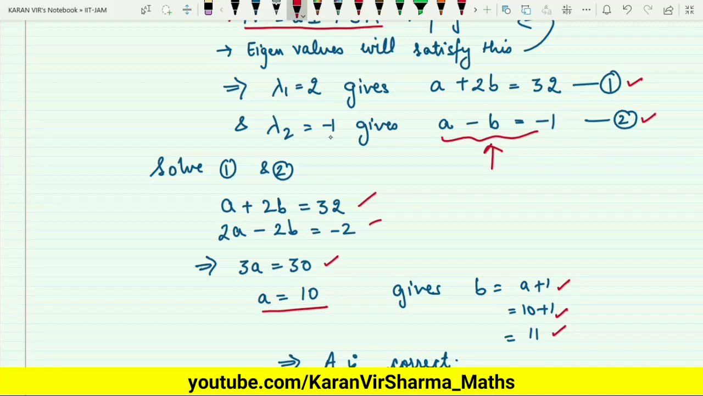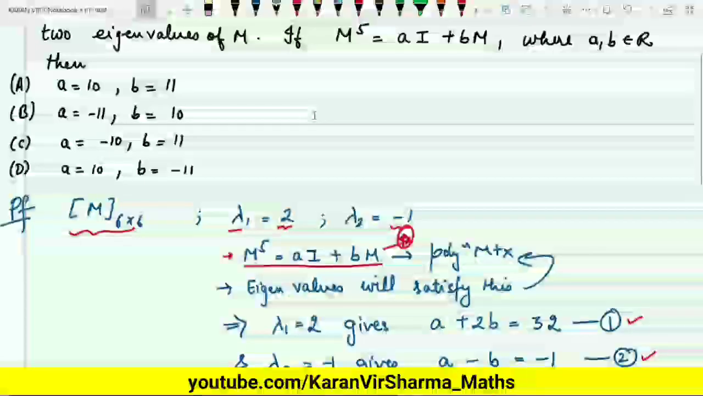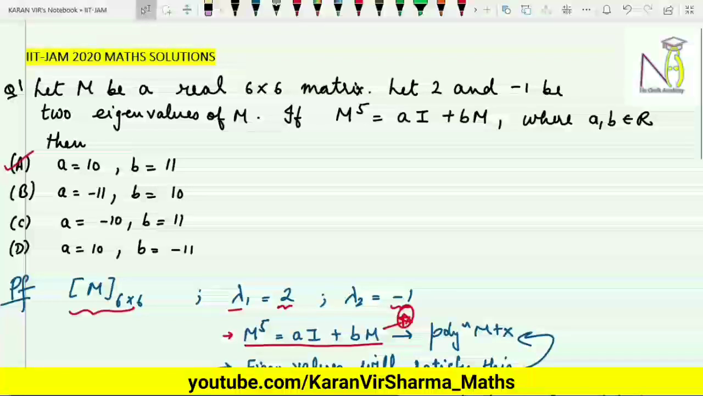So the value of A comes out to be 10 and B comes out to be 11, and hence the first option is correct. So I hope you understood this question.